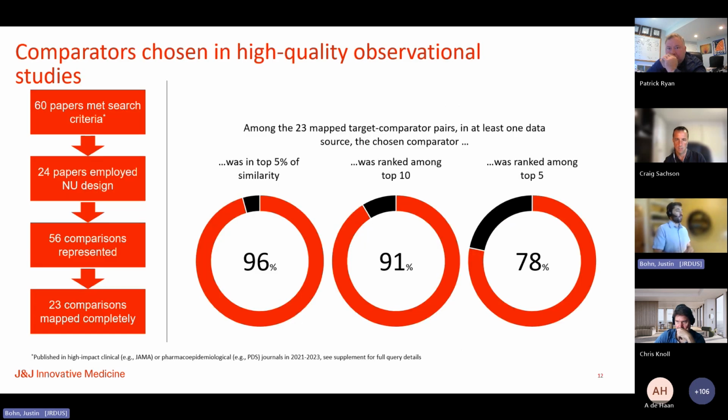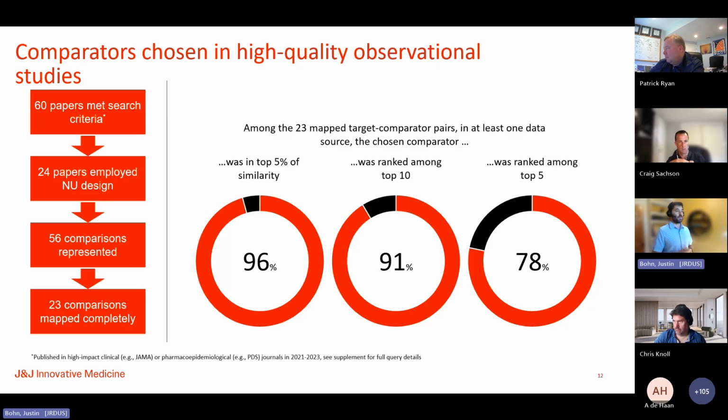Okay, and we also performed a literature review to identify how well our method ranks comparators chosen by expert opinion. And we did this by performing a search for real-world data analyses that use some keywords to identify new user cohort designs in recently published papers in high-impact clinical and pharmacoepidemiological journals. We identified 60 such papers, of which 24 were actually employing a new user design, and it represented 56 comparisons, of which 23 could be mapped completely or indirectly to either ATC or RxNorm.